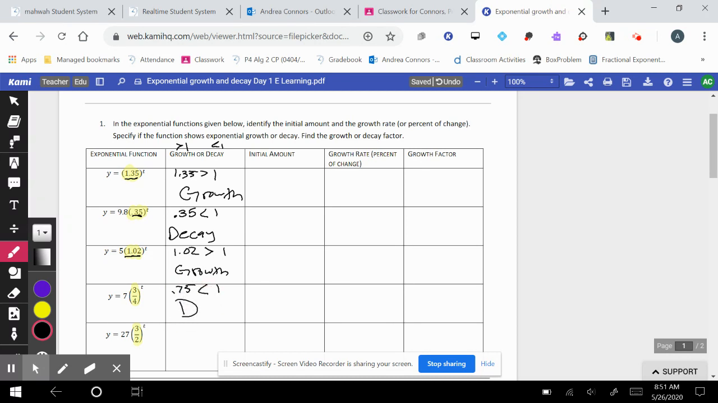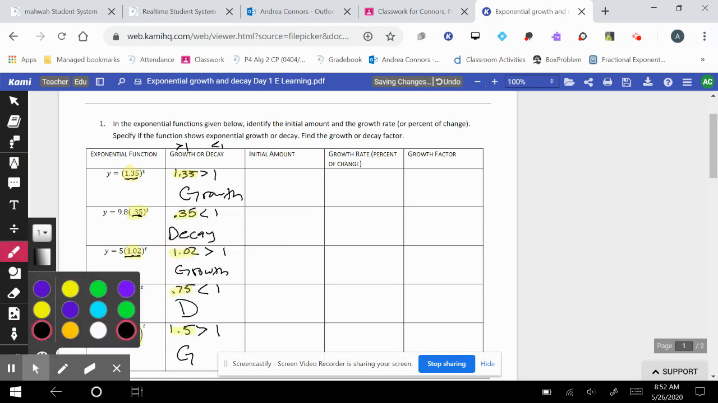I must do D for decay. Same thing here. If I do 3 divided by 2, I'm going to get 1.5. Is that greater than or less than 1? It is greater than, so it is growth. So you're always just looking at that number inside the parentheses to decide whether it's growth or decay. And if you ever have a fraction, you can always put it into decimal form.